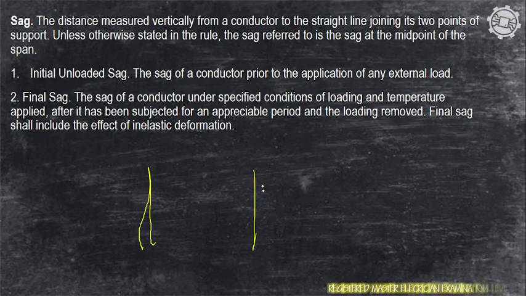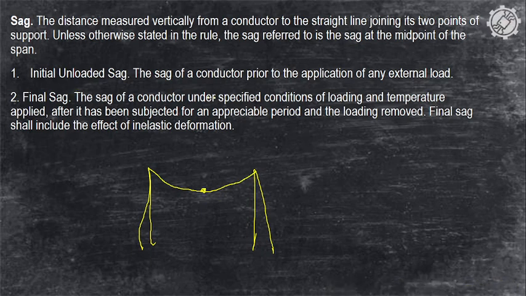Yan. So, may dalawa tayong poste. Ito yung ating line. Kapag may curve yan, ito yung tinatawag na sag, yung midpoint ng distance niya. Initial unloaded sag, that is the sag of a conductor prior to the application of external load. So, yung sag lang dahil sa mismong bigat ng ating cable. If meron na siyang external load, kunyari nabagsakan, that is the final sag, either through loading, temperature, or subject to a period of loading removal.